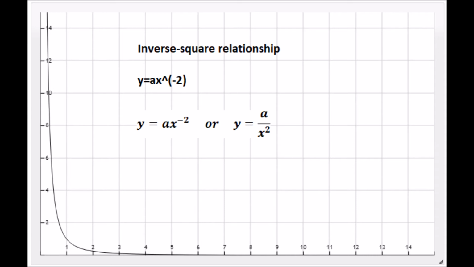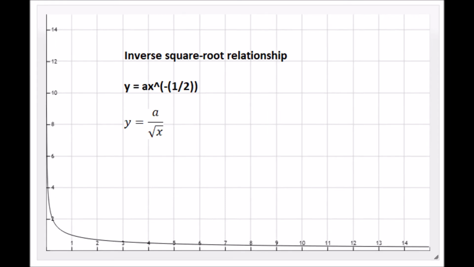And the final one is the inverse square root relationship, which once again looks really similar. It's just even more like it's cutting the y-axis, even though it's not, and not quite as close to the x-axis. And so to do that one, we have to do our independent variables to the power of -1/2, or divide by the square root.